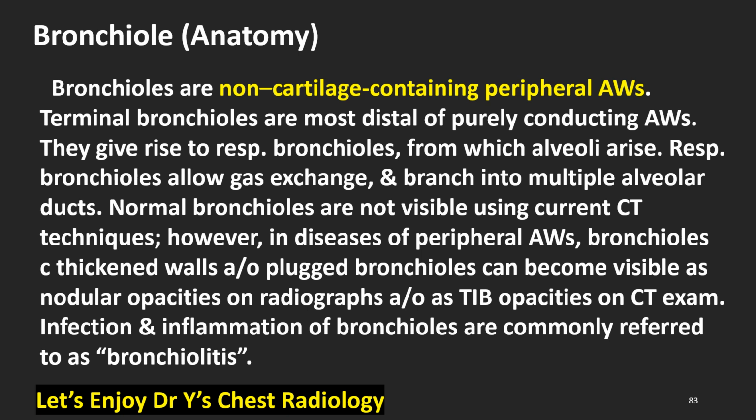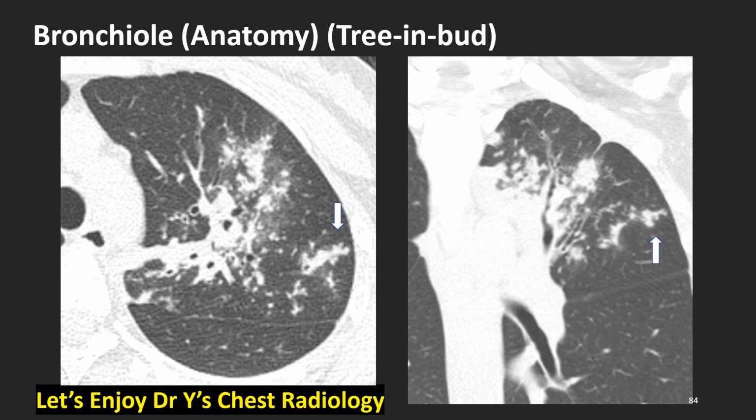However, in diseases of peripheral airways, bronchioles with thickened walls and/or plugged bronchioles can become visible as nodular opacities on radiographs and/or as tree-in-bud opacities on CT exam. Infection and inflammation of bronchioles are commonly referred to as bronchiolitis. Bronchial anatomy, tree-in-bud. Arrows indicate tree-in-bud appearance in a tuberculosis patient.